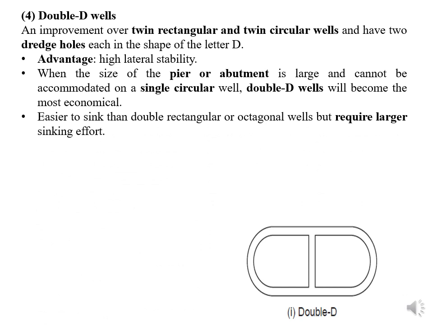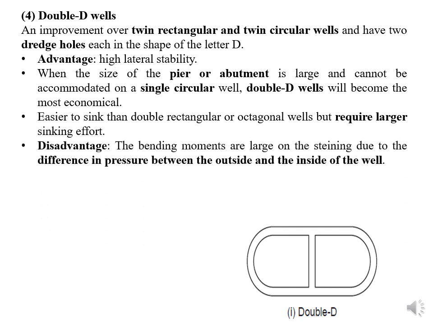Easier to sink than double rectangular or octagonal wells, but they require larger sinking effort. Effort is required more here. What is the disadvantage? The bending moments are larger on the steening. Steening means the walls of the wells, due to the differences in pressure between the outside and inside. Here also, because in the dredge hole you are going to fill the sand and outside water is there, due to the pressure difference there is a difference in bending moments also. This problem may occur in this case.